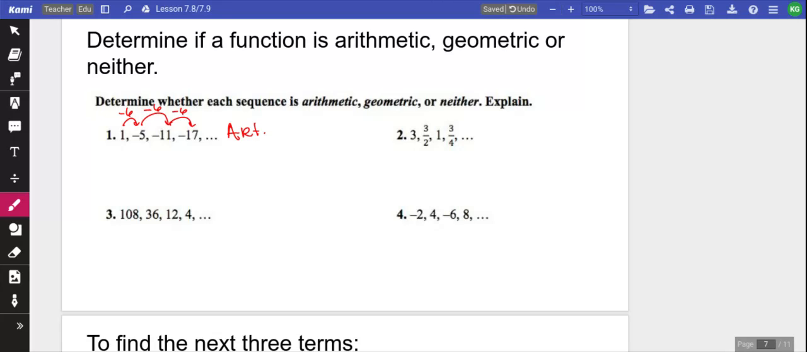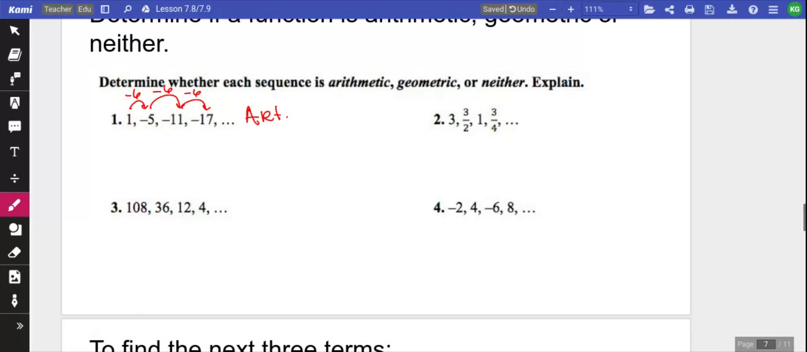On number 3, we can see they're going down by quite a difference. So we know this is not going to be arithmetic. We're going to try to see if this is geometric. So to go from 108 down to 36, I'm timesing by a third. So if I take 108 times 1/3, it would be 36. And 36 times 1/3 gives me 12, and 12 times 1/3 gives me 4. So this is geometric because I am multiplying to get from one to the other.